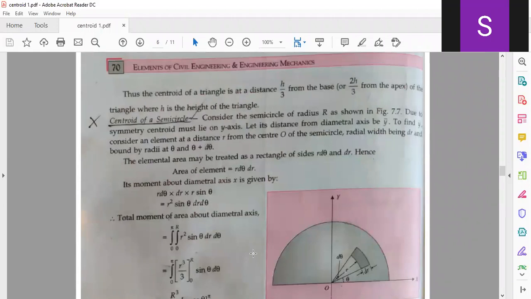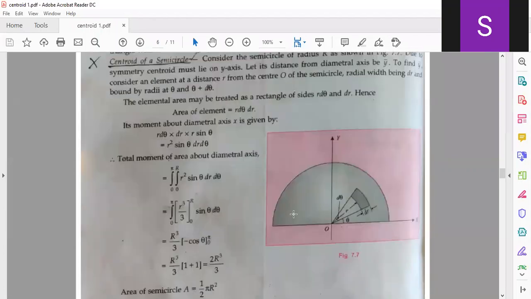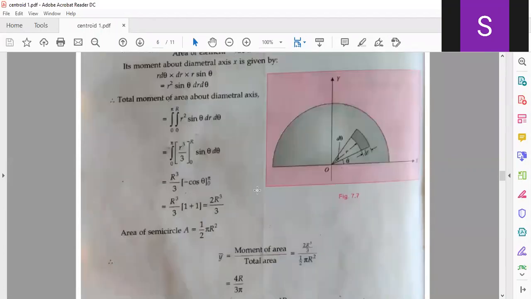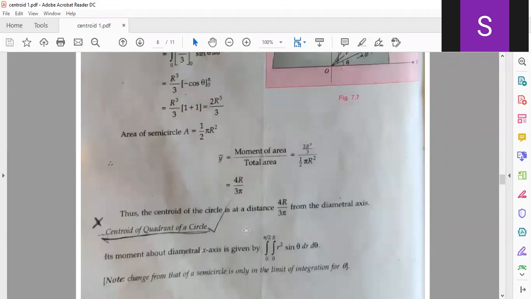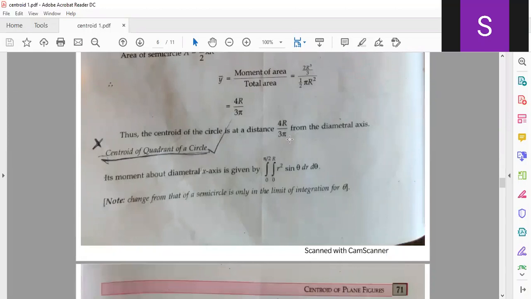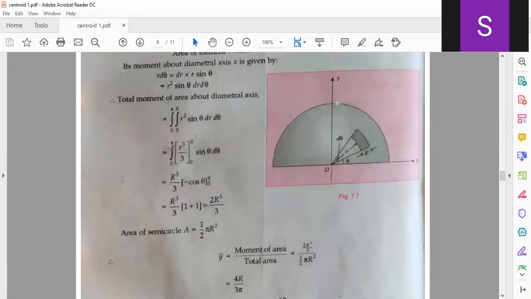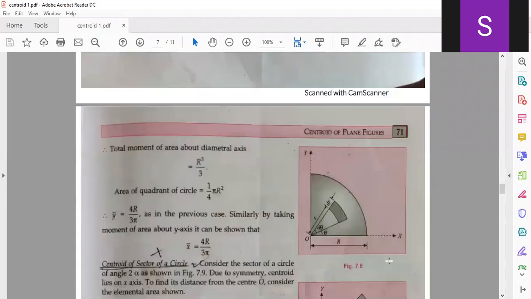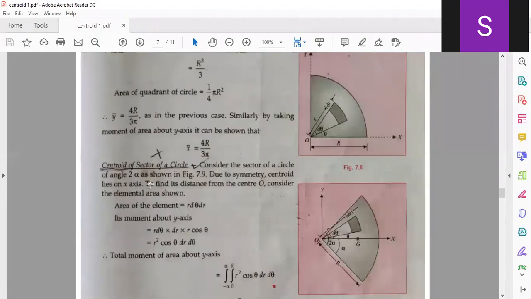So go through these notes. This is the centroid of the semicircle. Another simple figure is the quadrant of a circle. Everything remains the same, the construction whatever we have done for the semicircle. But here, instead of 0 to 180 degrees, the quadrant is a quarter of a circle, only half the portion. So the limit for theta varies from 0 to 90 degrees, or pi by 2 radians. Everything else remains the same.